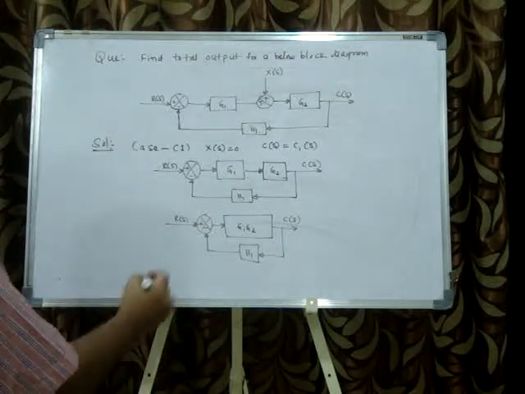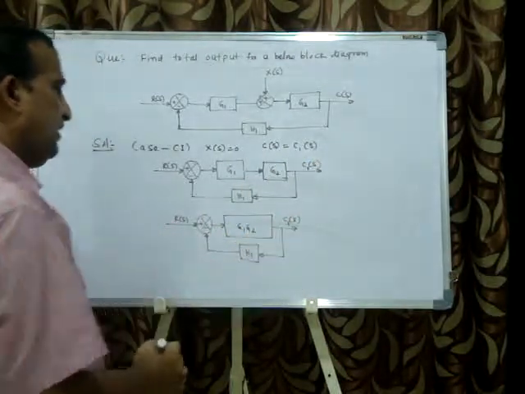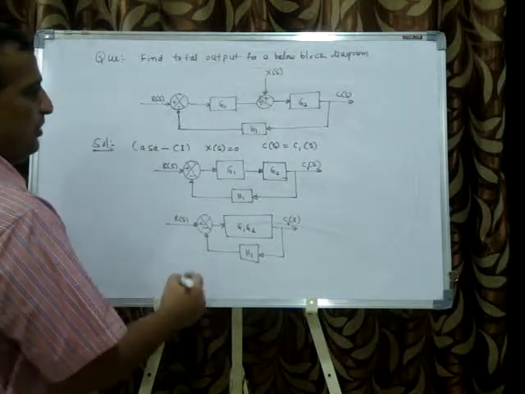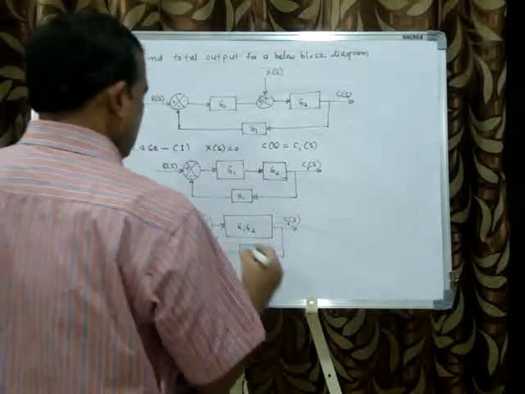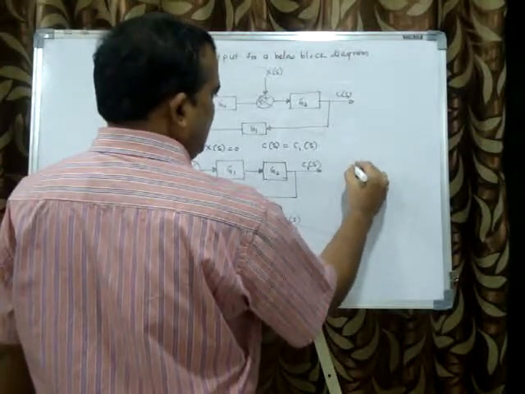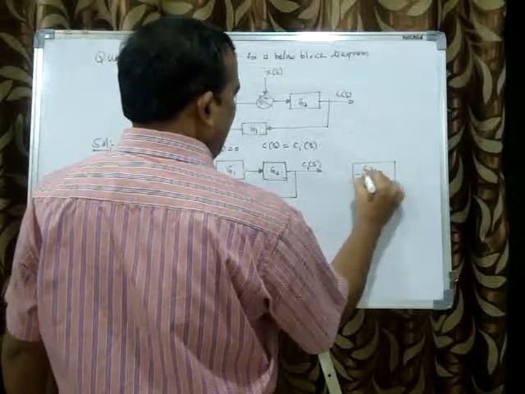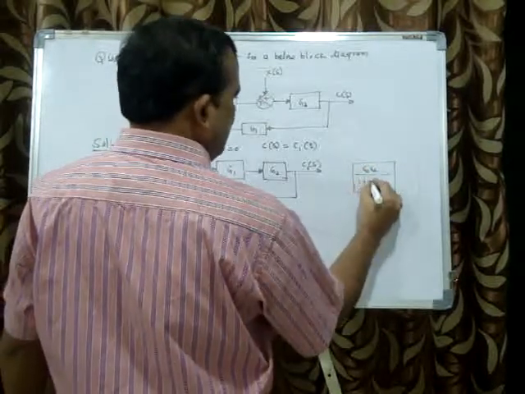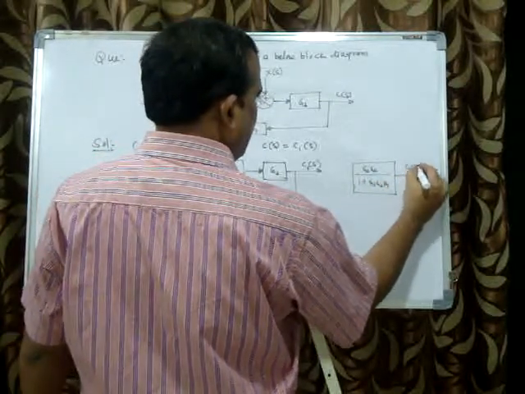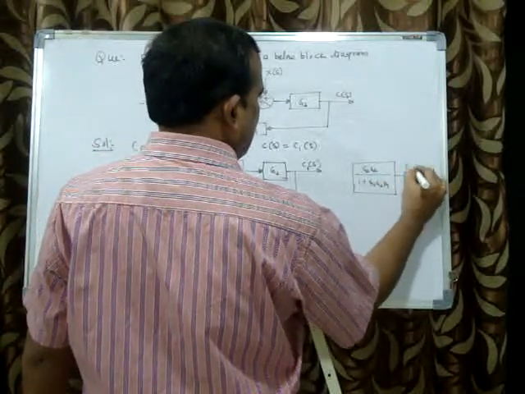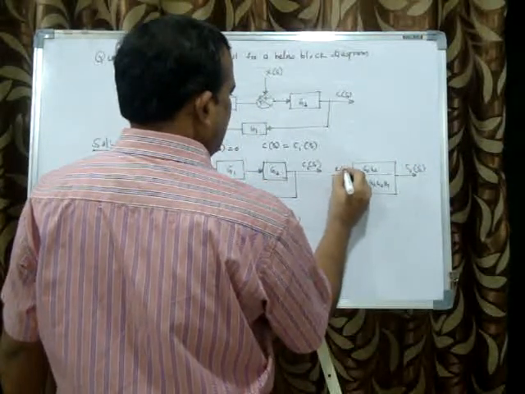Now this is a minor feedback loop. This becomes C1. What I'll do, I'll draw here. So this becomes Z1, Z2 divided by 1 plus Z1, Z2, H1, C1 of s, and here R of s.